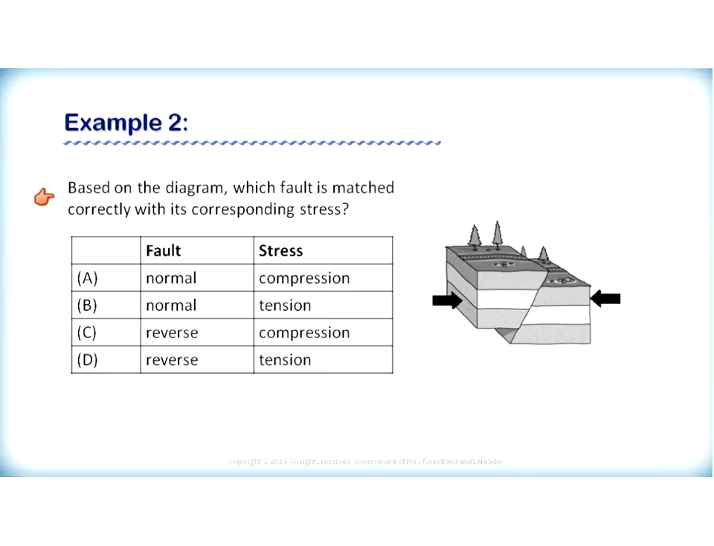Example number 2. Based on the diagram, which fault is matched correctly with the corresponding stress? If you look at the diagram to the right, we notice that the arrows are pointing toward one another, and this indicates compression forces. Looking at our answers, A would have compression stress, and C would have compression stress. Compression stress would cause the hanging wall to move up over the footwall. So in this case, our answer would be C. We would have a reverse fault caused by compression forces.